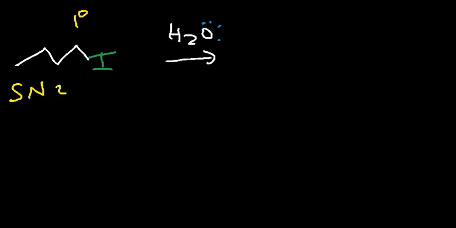Now let's say if you have a primary alkyl iodide, and let's say if we wish to add water. Is it going to be SN1 or SN2? Well, even though we have a polar protic solvent, we have a primary alkyl halide, so therefore it's going to be an SN2 reaction. Water is going to attack this carbon and expel the iodine group.